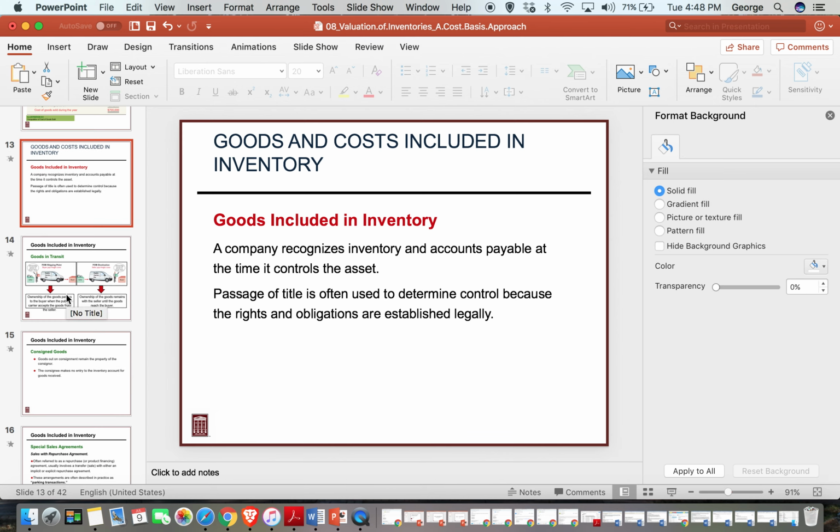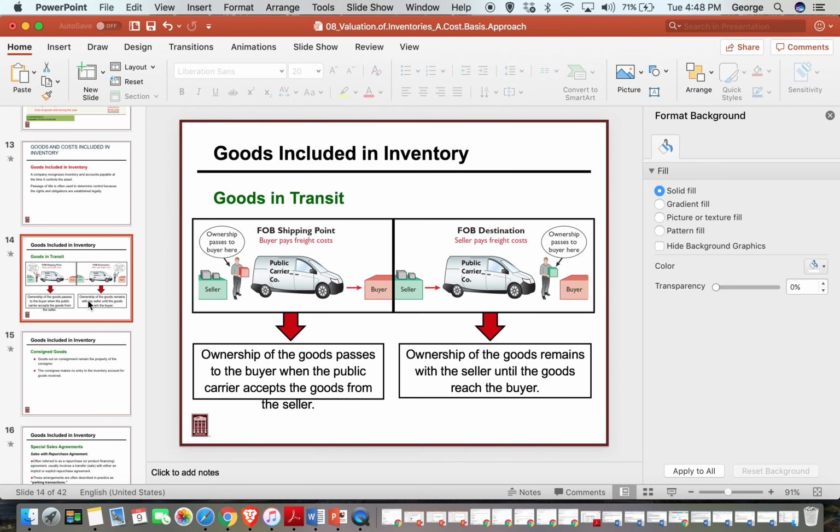All right, so goods included in inventory. The company will recognize their inventory and accounts payable at the time it controls the asset. So when do we include goods in the inventory? So normally it's passing title, and that's used to determine control because rights and obligations are normally established legally. So for instance, FOB shipping point, that means that the buyer is paying for the freight. So if the buyer is paying for the freight, normally ownership is going to pass title to the buyer when the goods are delivered to the carrier.